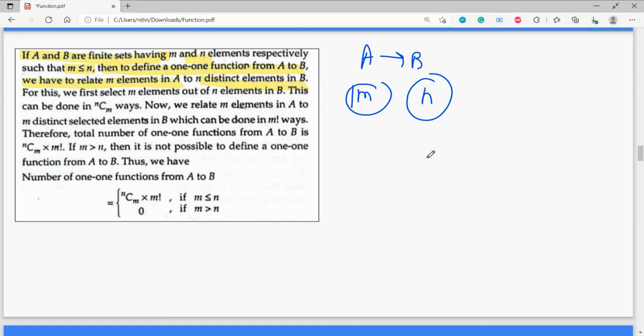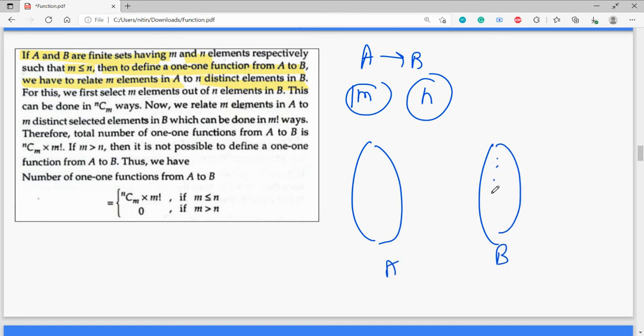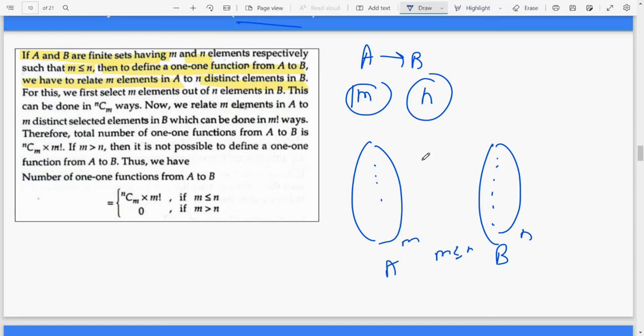Actually, I want to show that. Let's say this is the a part, and this is the b set here. Let's say it has n elements, and this has m elements. It is given that n is greater than or equal to m. So to create the one-one function, we have to relate m elements in a to n distinct elements.